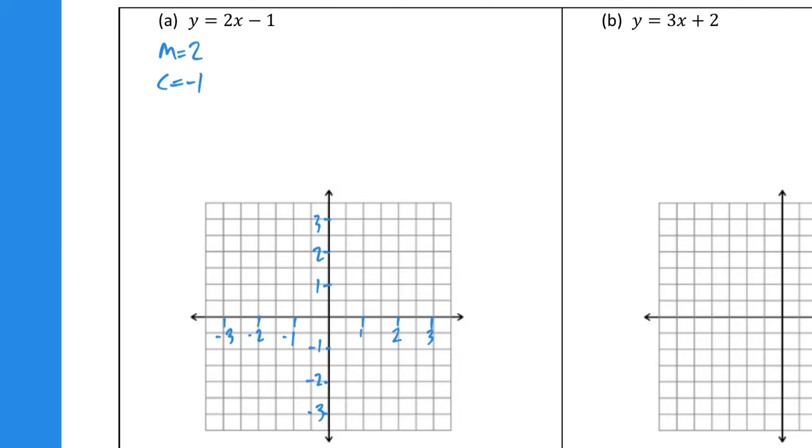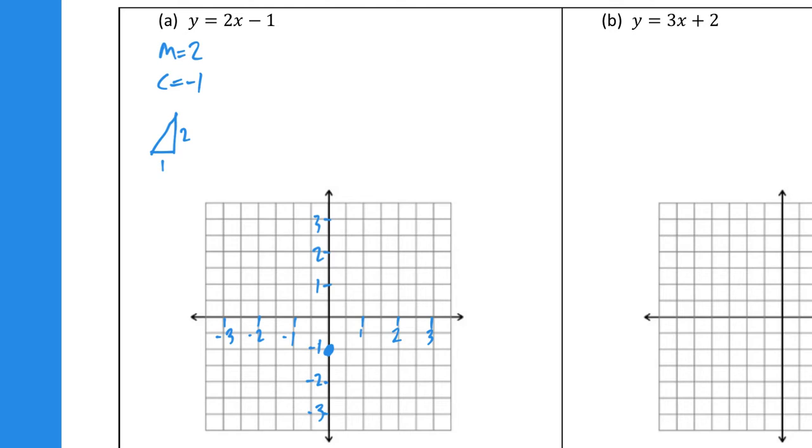So how can we use our intercept gradient method? First of all, you plot your intercept. So your intercept was minus 1, so it crosses the y-axis here. I've just put this circle at minus 1, and it has a gradient of 2. So how do you do a gradient of 2? A gradient of 2 means as you go across 1, you go up 2. That's what a gradient of 2 means.